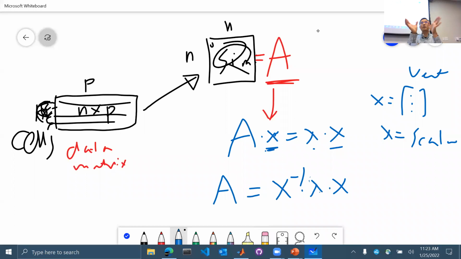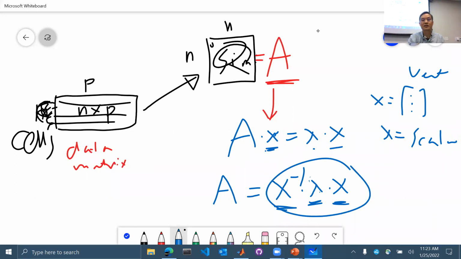In this case, I decompose A into 3 components. It's a vector transpose. No, this is not a transpose. This is an inverse. Okay, the vector inverse. And then I can decompose this into 3. So this will be useful later for a lot of properties to describe this A matrix. So this is one way to use this eigen decomposition.